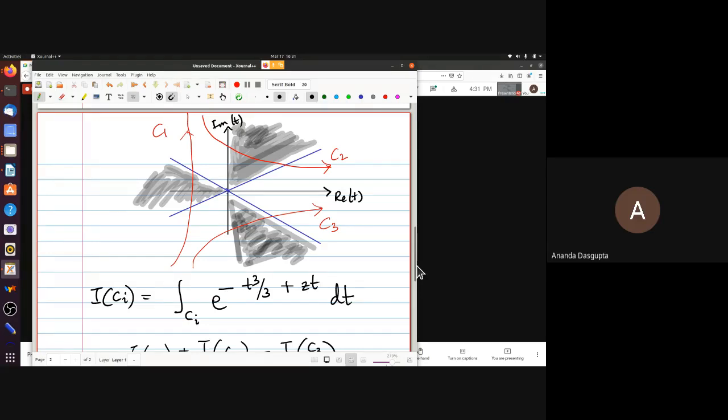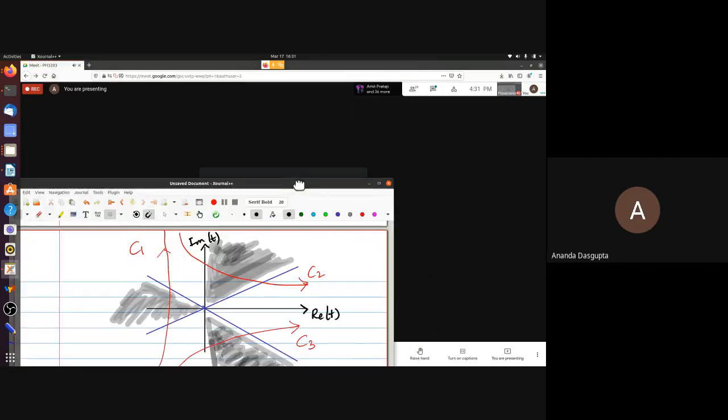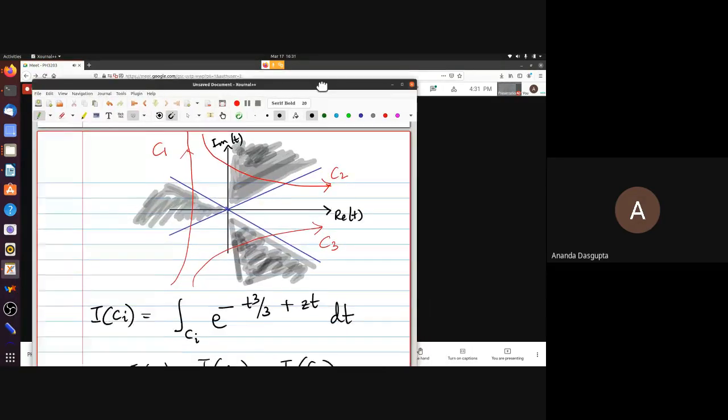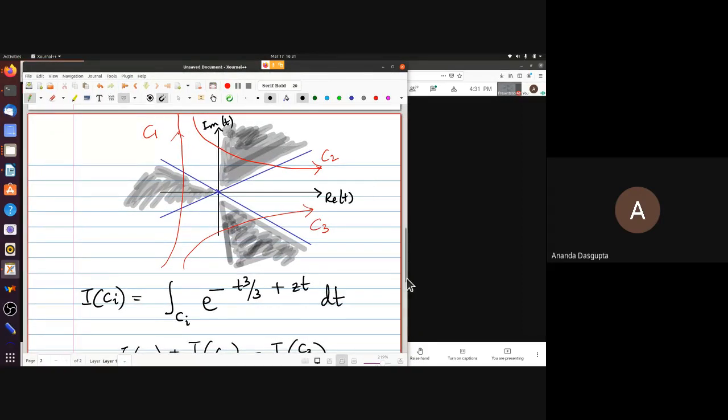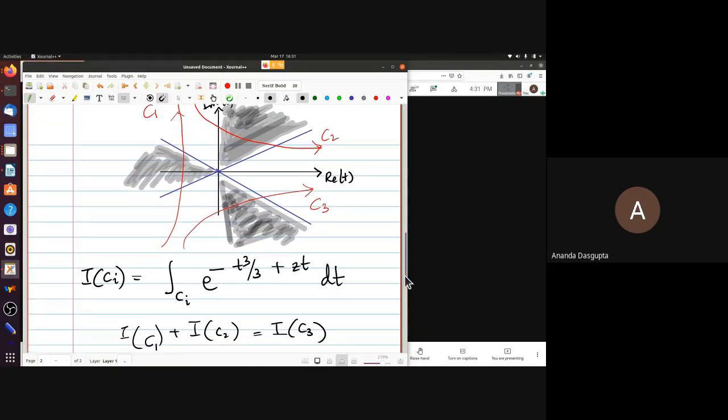Yes? I hope I'm still connected. Now I'm starting to feel I'm not connected. I am connected, it seems. So is this okay? So can anybody explain why this is true? IC1 plus IC2 equals IC3. Yes?